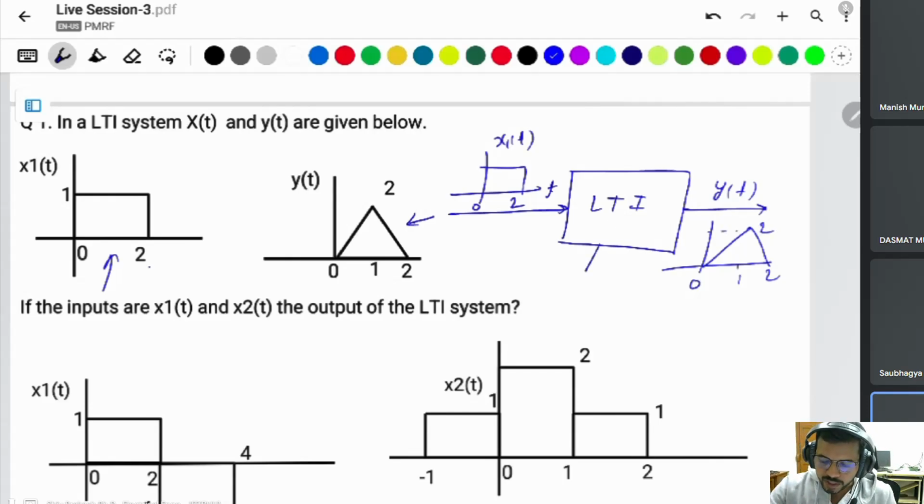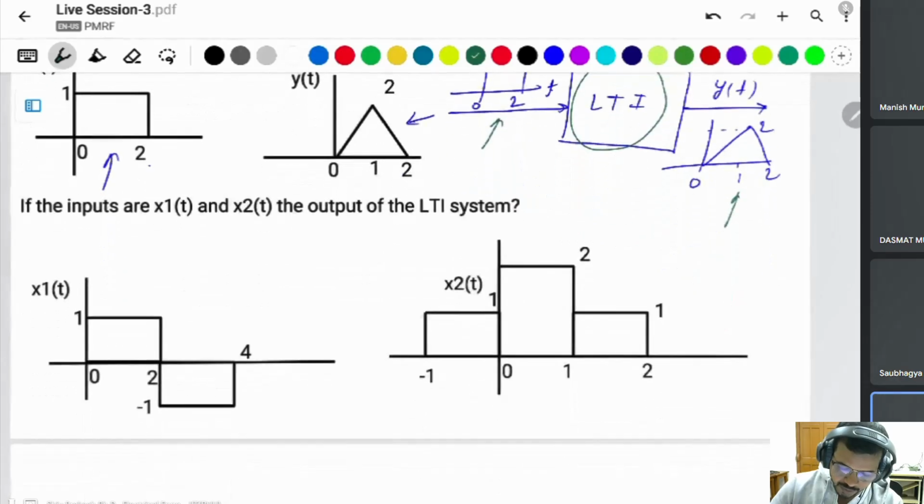We don't know about the LTI system, what is there. We don't know about that, but this question is given. Only the input of this LTI system is this one, and there is something in the LTI system, but we don't know, and it processes the output, which is this one. Then what is in this LTI system?